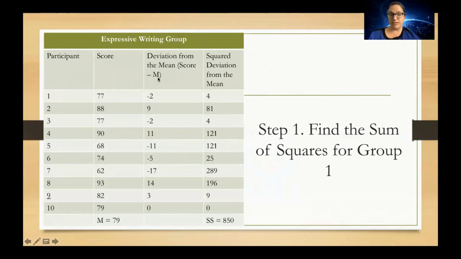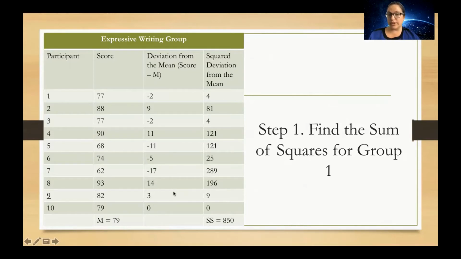Your second step to find the sum of squares is to find the deviation from the mean score, so each score minus the mean. For example, participant 1 scored a 77 minus the mean 79, which gives them a -2. Participant 2 scored an 88 minus the mean, 79, which gives 9. You do that for each participant in your study.